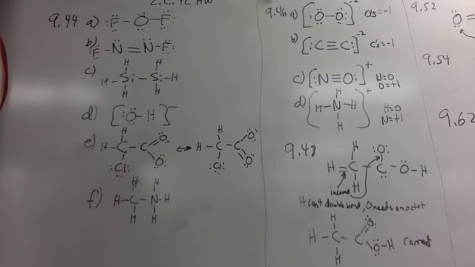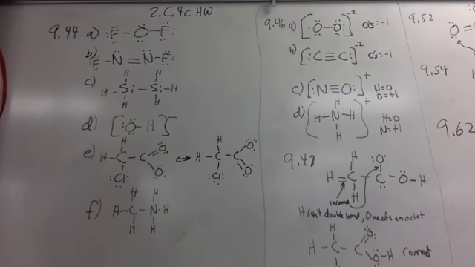We'll be calling this the 2.C.4c homework. It's 9.44, 9.46, 9.48, 9.52, 9.54, 9.62, and 9.64. And these have to do with Lewis structures. So we have not only the regular Lewis structures, but also the exceptional Lewis structures come into play on this.